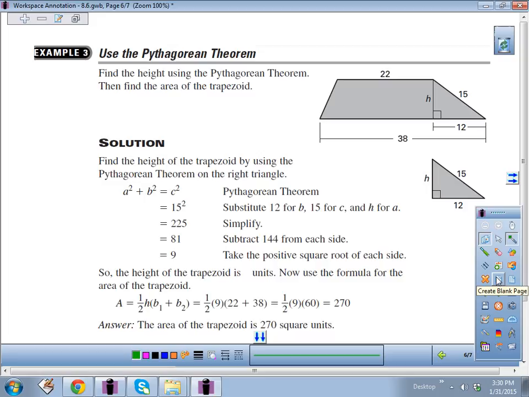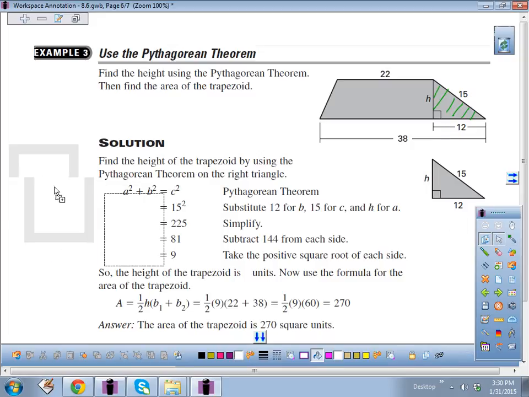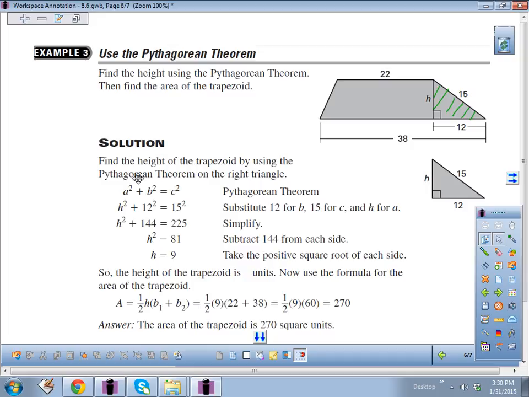Alright, so for example 3, find the height using the Pythagorean theorem, then find the area of the trapezoid. So in this case, you can see we have a right triangle, and we have two sides of that triangle. We want to find the height, so we could use the Pythagorean theorem to find that missing side. And so we're going to just plug in our numbers. We have that a squared plus b squared equals c squared for the Pythagorean theorem. C is the important one, the longest side.